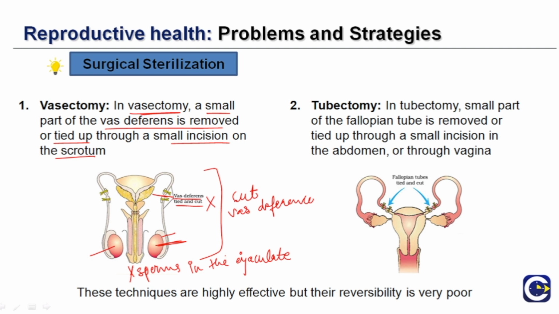Now we talk about tubectomy. In tubectomy, a small part of the fallopian tube is removed or tied up through a small incision in the abdomen or through the vagina. So here, if you see, the fallopian tubes are cut and they are tied up.